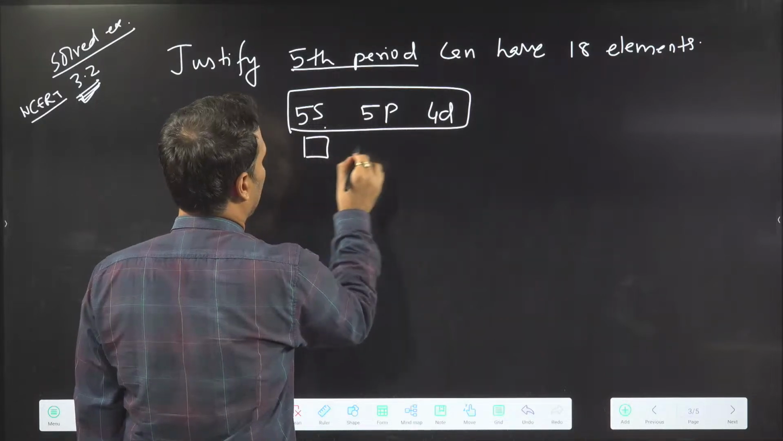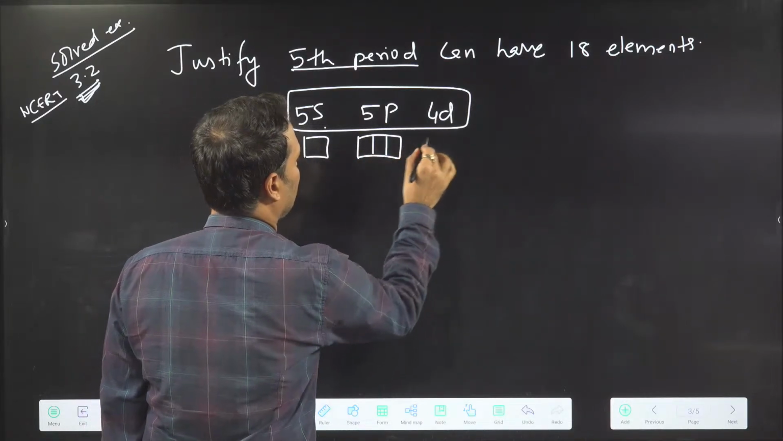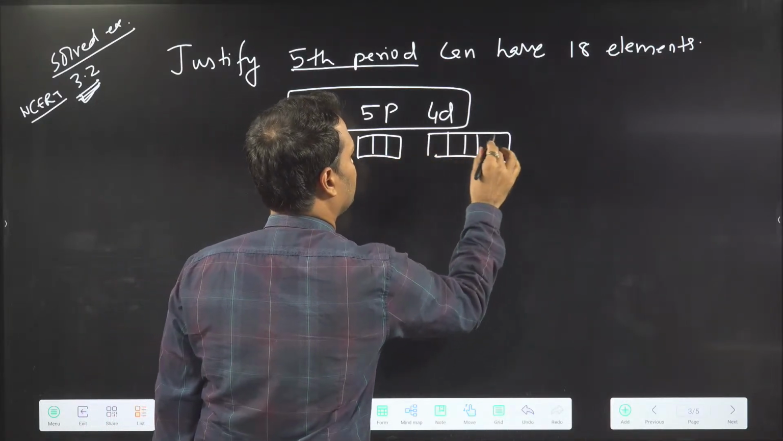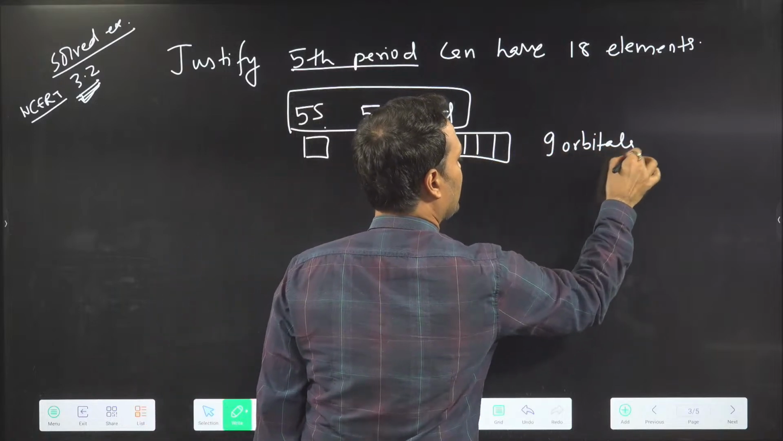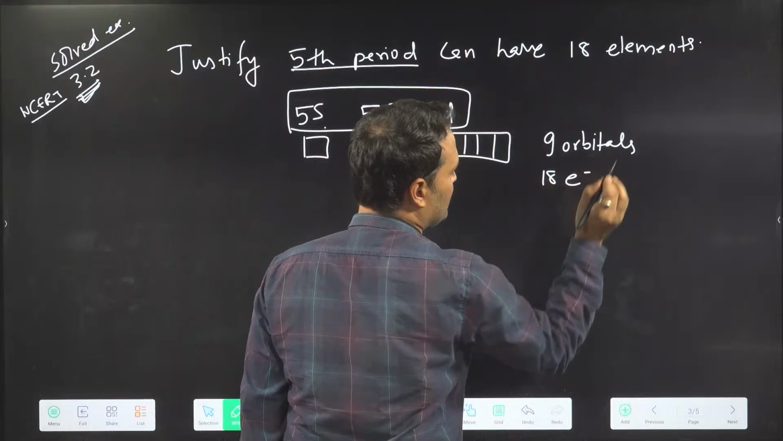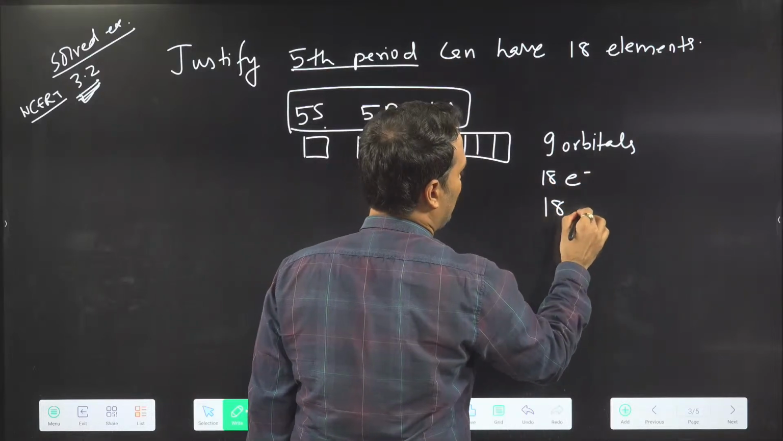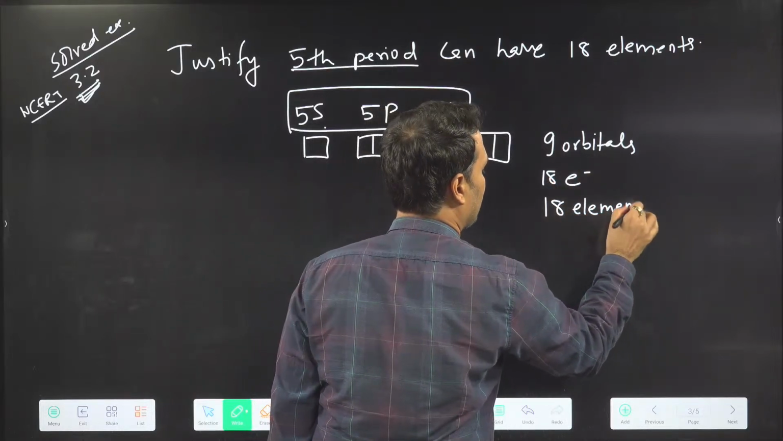So these all subshells together mean 9 orbitals. How 9 orbitals? Here 1, here 3 and here 5. So you are having 9 orbitals. 9 orbitals means how many electrons? 18 electrons. 18 electrons means how many elements? 18 elements. Done. Answer.